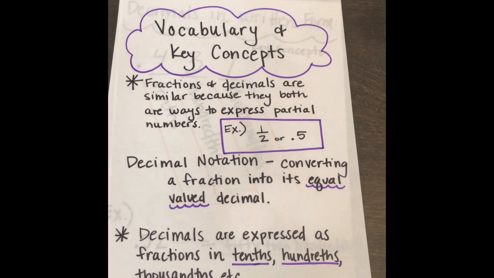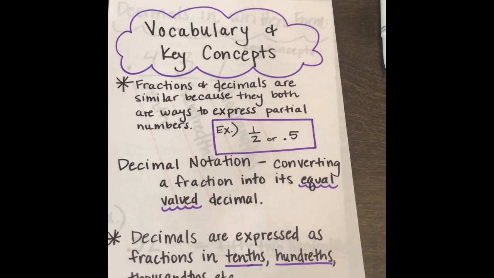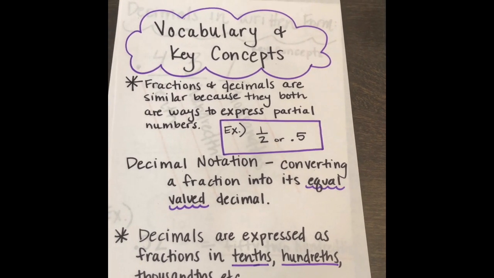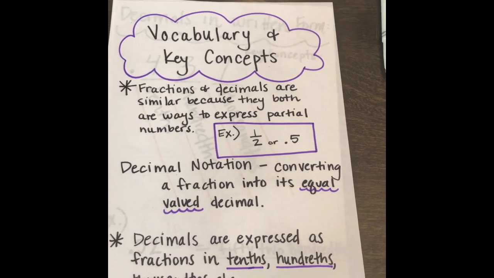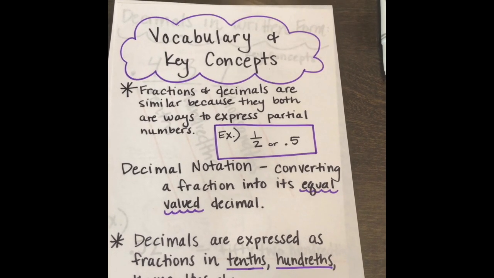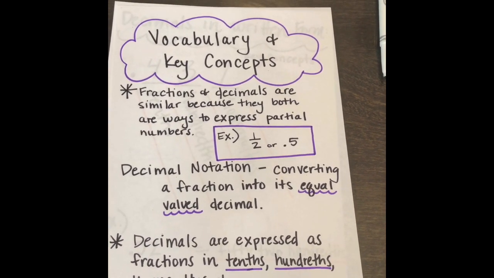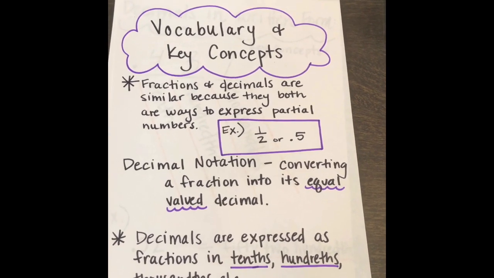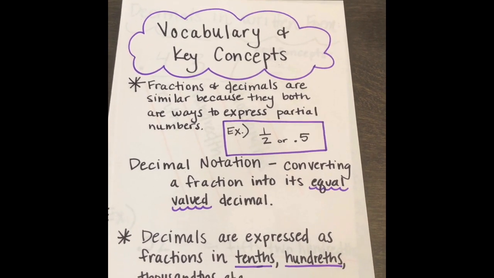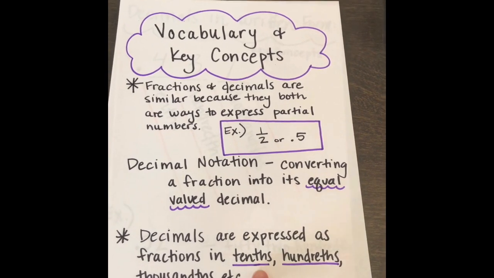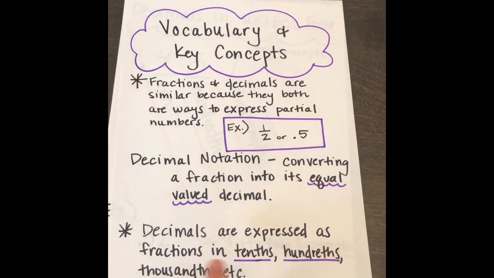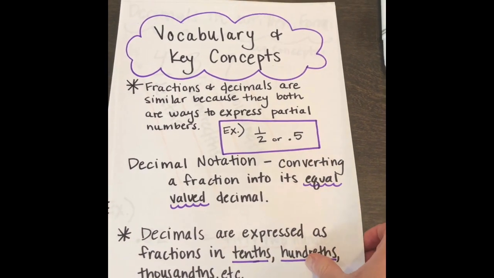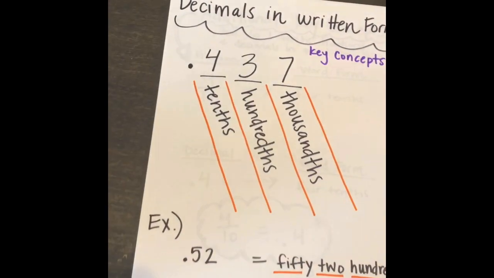The term decimal notation means converting a fraction into its equal valued decimal. So fractions and decimals are similar because they both express partial numbers, but they can also be equal in value. Decimals are expressed as fractions in tenths, hundredths, thousandths, and so on. I'm going to talk a little bit more about that concept here.